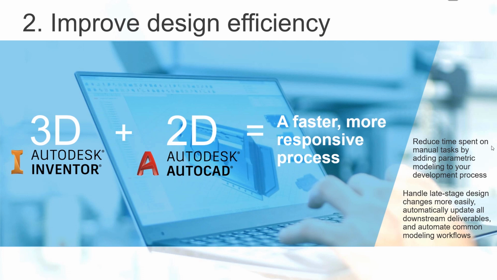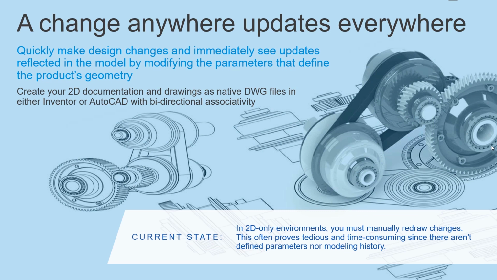And I'm going to show you how this looks in a second. So one of the things to bear in mind is that a change made anywhere updates everywhere. And this is really important. So if we make a change to our 2D documentation and we've linked that into our 3D models, they update automatically, and that'll update things like the mass and the bill of materials.